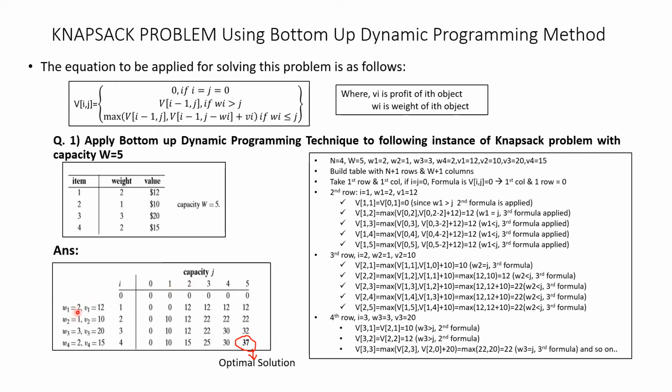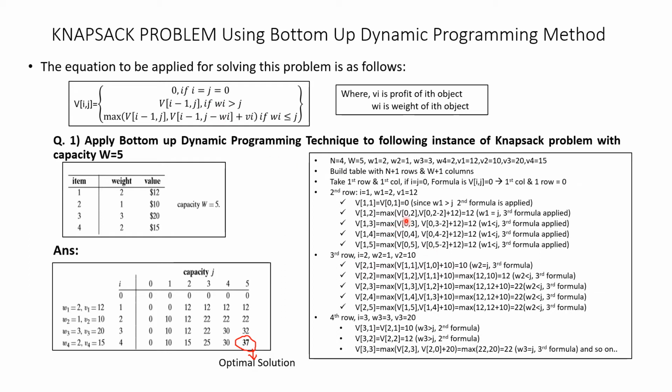What is the value of weight W? It is 2. What is the value of J? 2. So when W is equal to J, then again you apply the third formula. How to apply the third formula? Max. This formula you have to apply. For that, what is i and j? You just go on substituting here. Max of V of i minus 1. Please see, here I am calculating V of 1, 2, this one, and I am applying the third formula. It is this one.